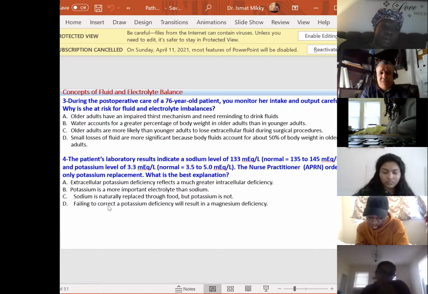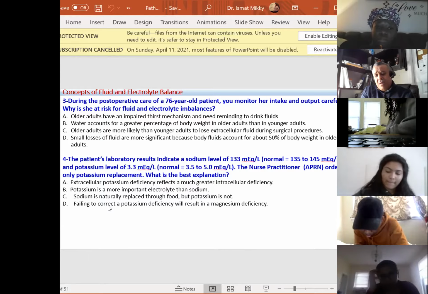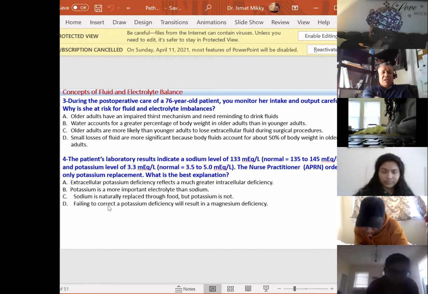B is incorrect because both sodium and potassium are important electrolytes, but potassium may result in more serious adverse effects or complications than sodium, especially cardiac dysrhythmias and arrhythmias. Here, potassium is an intracellular electrolyte. Remember, I said the potassium is inside the cell, right?